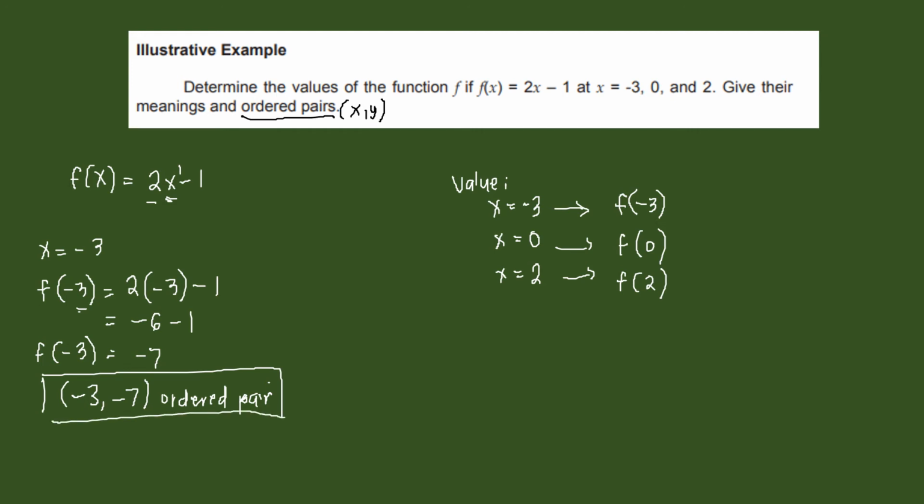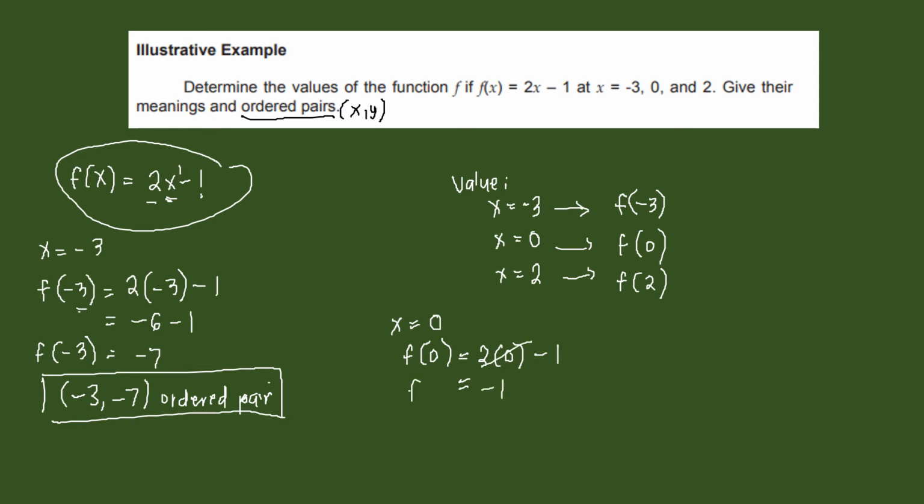Next, let us evaluate if x is 0. So if x is 0, it means I will solve for f of 0. That would imply that I will change all the x's to 0. So I will have 2 times 0 minus 1. Again, this function is our reference. 2 times 0 is 0, so I can just cancel that, and negative 1 will remain. So what is the ordered pair here? The ordered pair is 0, and then the value of y is negative 1. This is another ordered pair.